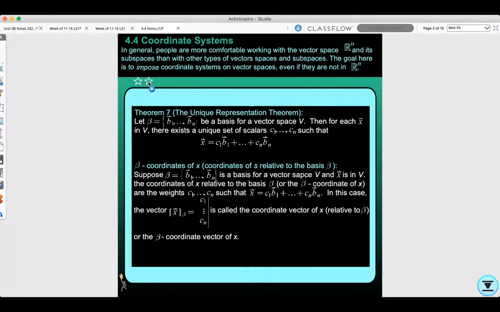In this case, the vector in Rn, C1 to Cn, is called the coordinate vector of x relative to B, or the B coordinate vector of x.